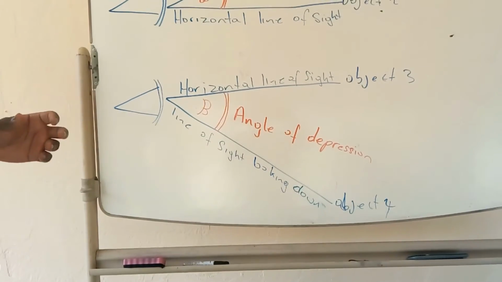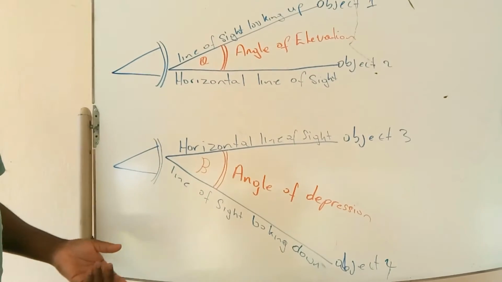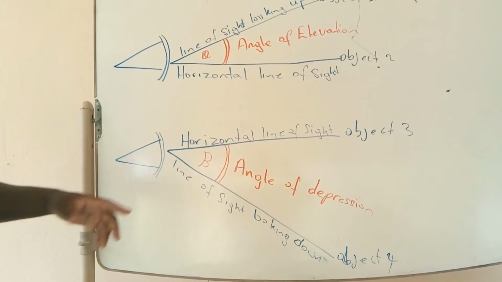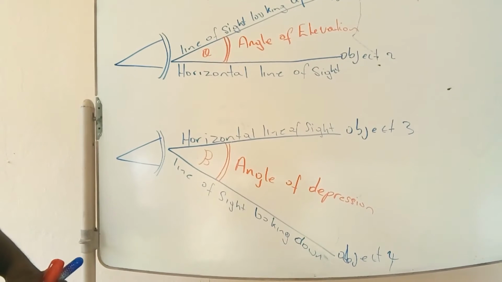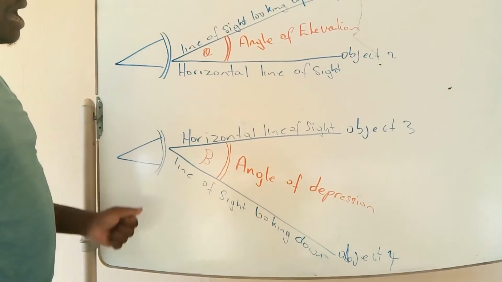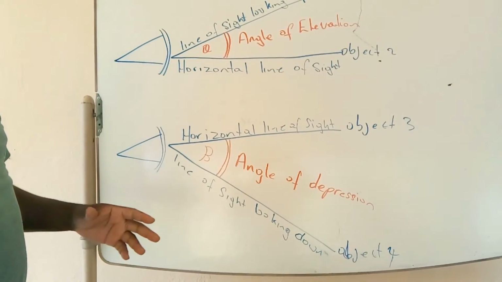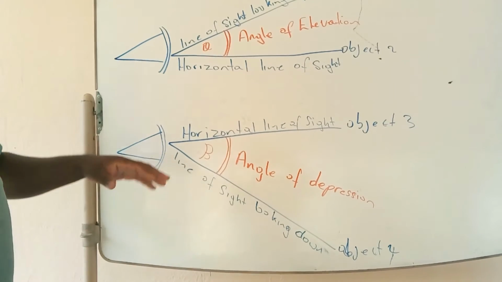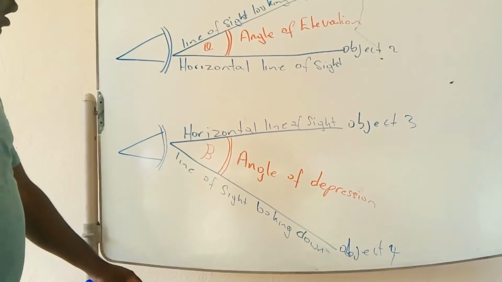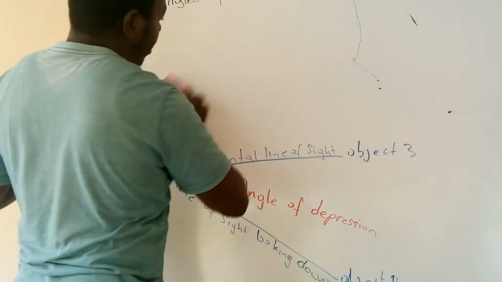Now, there's another thing that you need to know about the angle of elevation and the angle of depression. The angle of elevation is equal to the angle of depression. Let me say that again. The angle of elevation is equal to the angle of depression. They form what we call alternate angles, or what you popularly call Z angles, right? Cool? So let's look at an example, right?